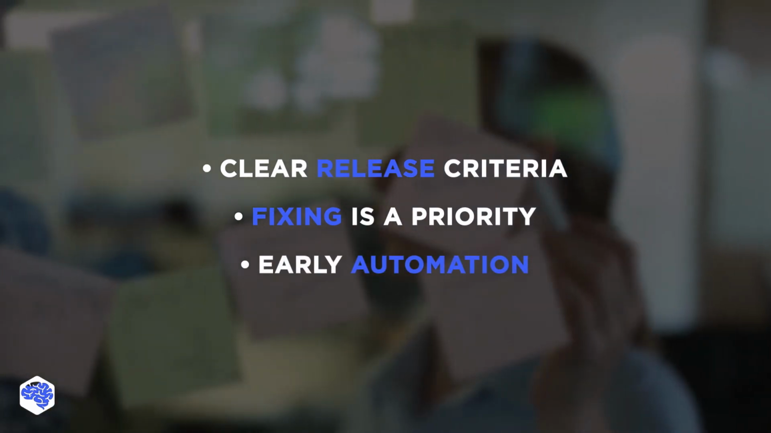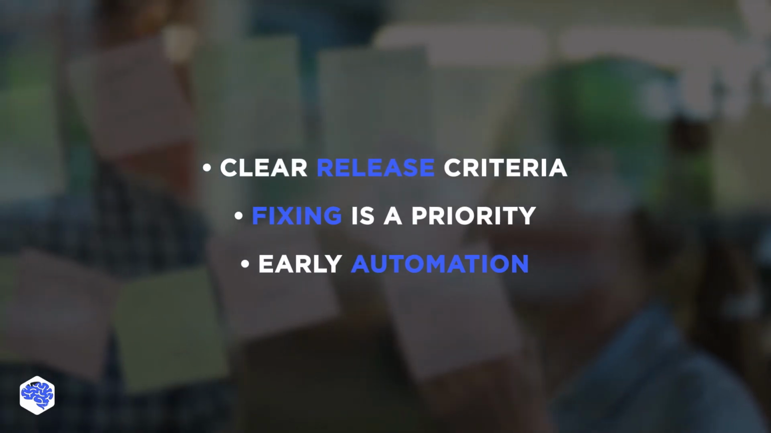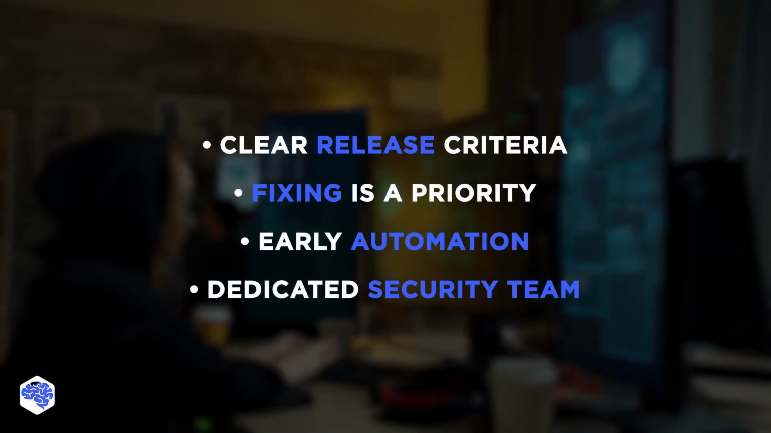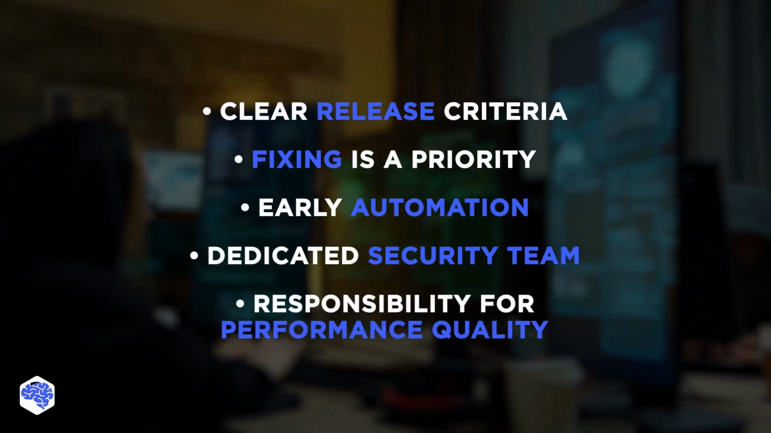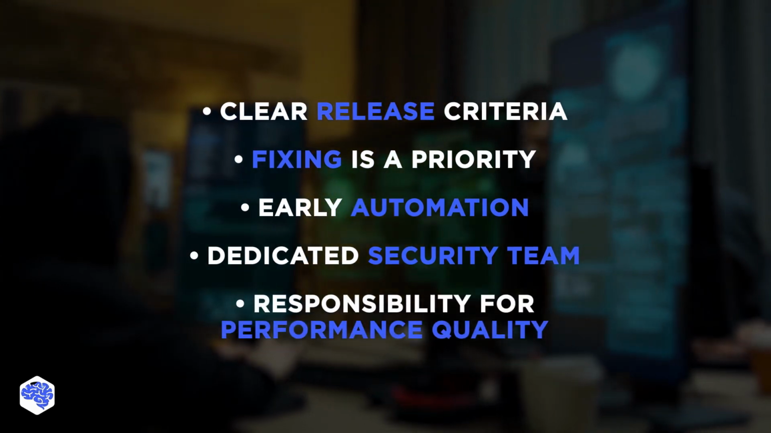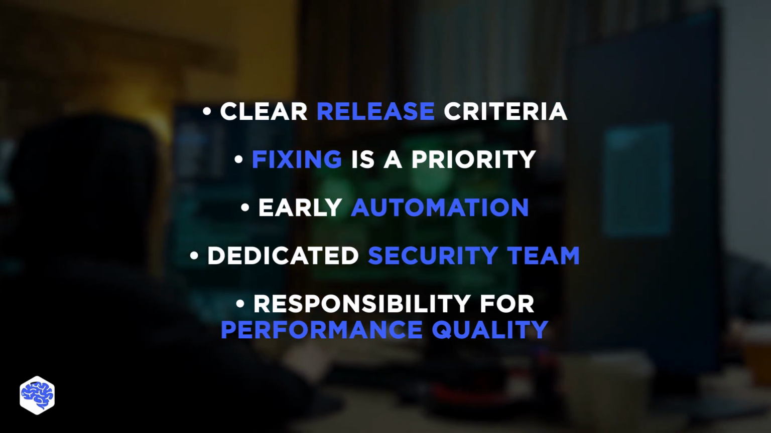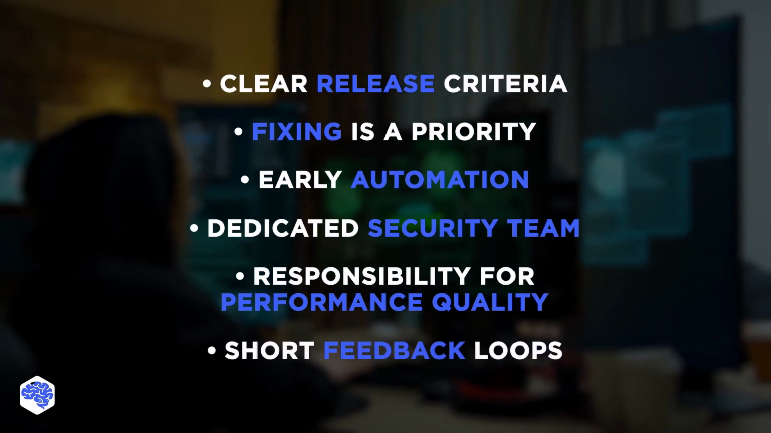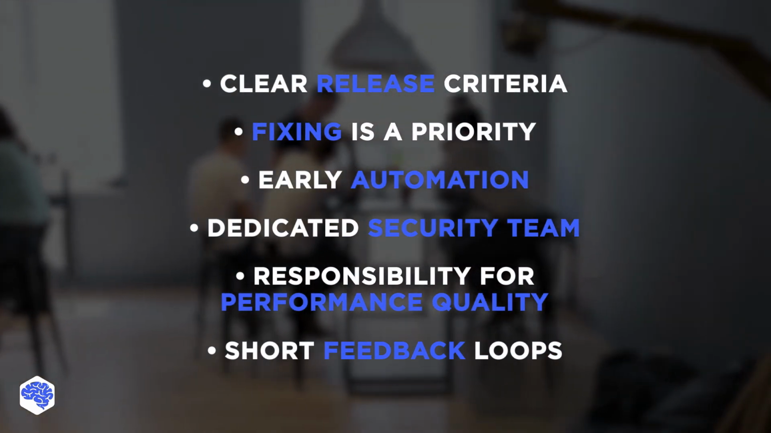Early automation. The earlier you start, the more time and effort you'll save. A dedicated security team. Trust us, you need experts here. Assign responsibilities for performance quality. Have at least several QA experts to oversee speed, scalability, and stability. Short feedback loops. Analyze the work and communicate quickly. Obtain feedback from users. And that's it.